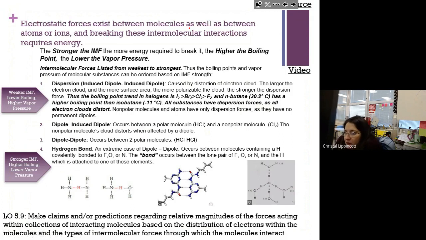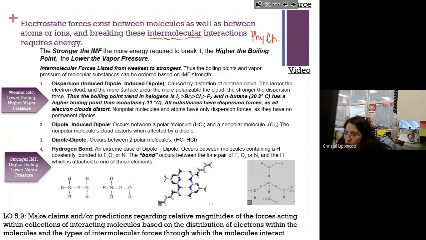Electrostatic forces are going to exist between molecules as well as atoms or ions, and breaking those intermolecular forces is going to require energy. Remember, when you're breaking intermolecular forces, that is a physical change. When you're reducing or increasing these, that is a physical change. So, intermolecular forces listed from weakest to strongest. Thus, the boiling point and vapor pressure of a molecule can be ordered based on IMF strength.